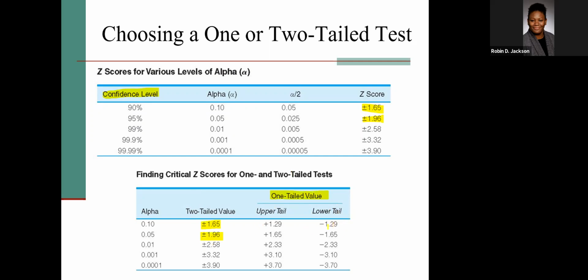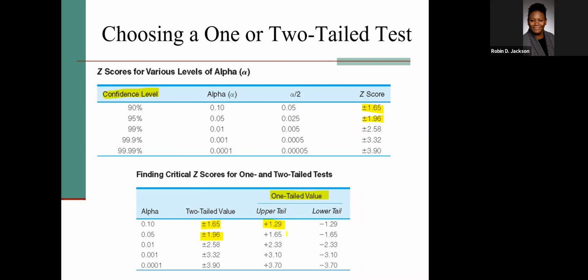Those numbers are going to still be the same. You're just dealing with plus or minus. But the z-score for a one-tailed test is no longer 1.65. You got to look at these numbers right here. It's 1.29 for an alpha of 0.10. The z-score has now changed when it's a one-tailed value.